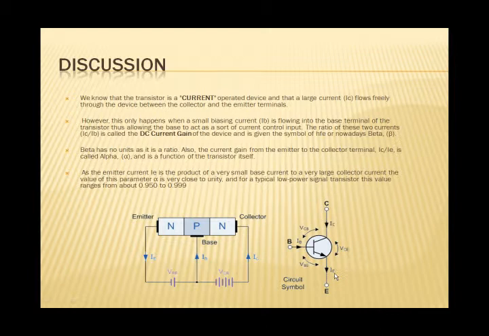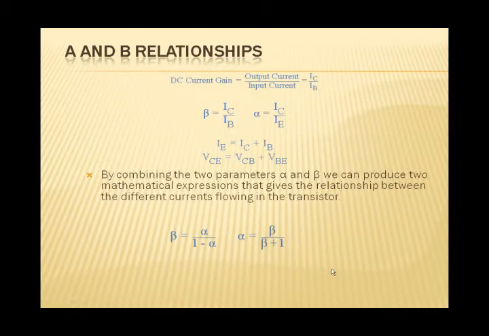As the emitter current is a product of a very small base current and a very large collector current, the value of parameter alpha is nearly unity, and the value of beta is typically very large. Now the DC gain is the output over input, so output is IC by IB, and beta is IC by IB, alpha is IC by IE.